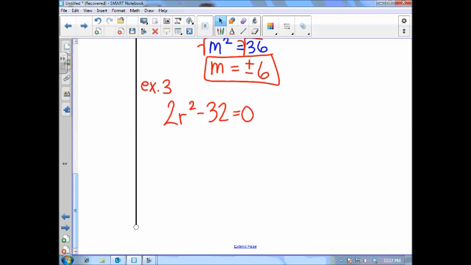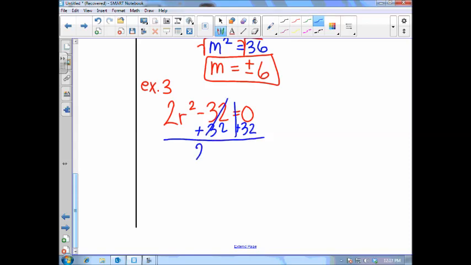Let's see how we turned out. Elijah, what do we do first to solve for r? Yep, be a little more confident, you're correct. Because those are inverses, right? Subtract and addition are inverses. Okay, so those cancel out. We're left with 2r squared equals 32.